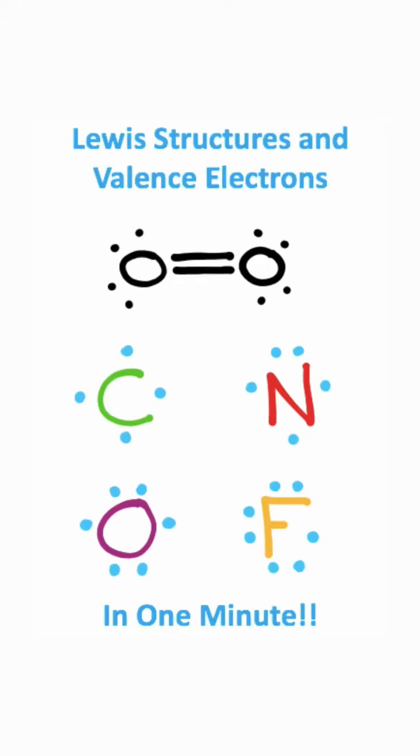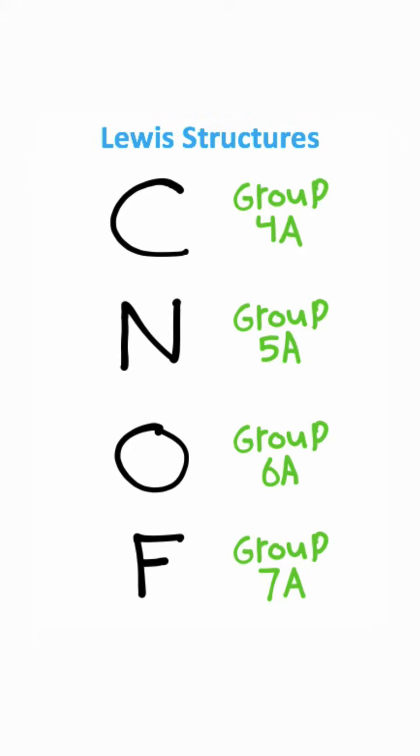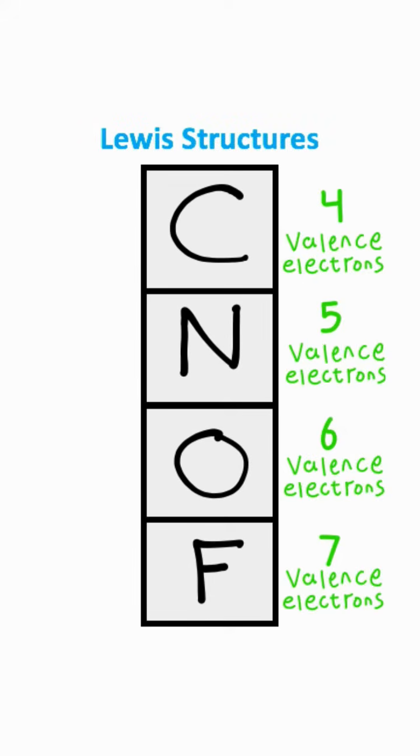Now, Lewis structures are a pretty big topic overall, but I'm specifically going to be focusing on these 4 elements right here. If you look at a periodic table, these elements show up in each of these corresponding groups. These groups correspond to the number of valence electrons that is in each outer shell. So what I can do is take the number of valence electrons that I see and draw them as little dots around each element, which will look something like this.